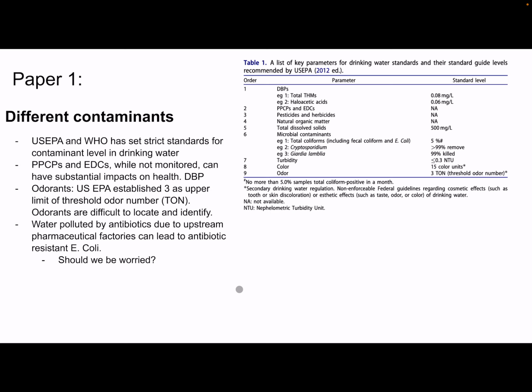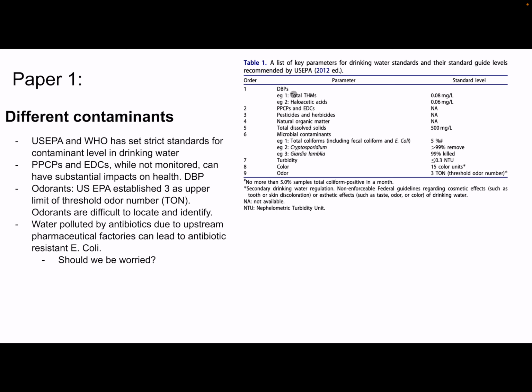So first I want to talk about the different contaminants. The US EPA and WHO have set strict standards for most of the contaminants, except for PPCPs and EDCs, which are, I think, personal care cosmetic chemicals, as well as pharmaceutical chemicals. And then EDCs are endocrine disrupting chemicals. These are not really monitored. And then there's also other chemicals known as odorants, which are not as well known, and these are difficult to locate and identify, and they're usually categorized by a number of 3.